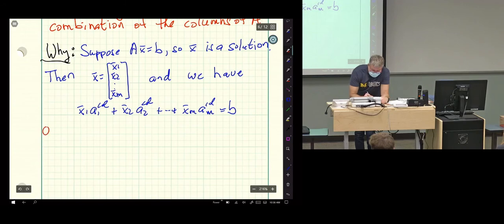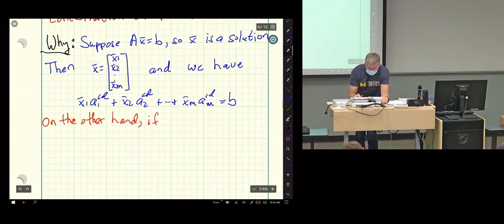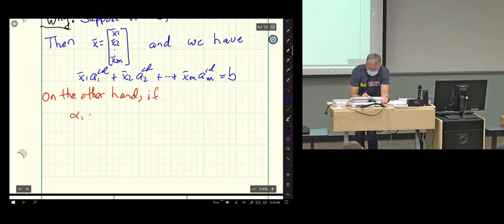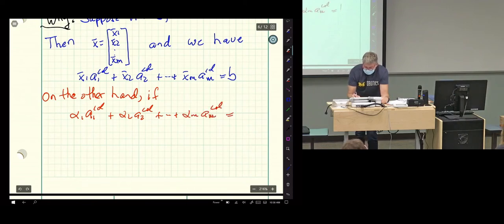And then on the other hand, suppose we have numbers alpha 1 times the A1 column plus alpha 2 times the A2 column, through alpha m times the Am column, that's equal to B. Well, I can just stack those up.